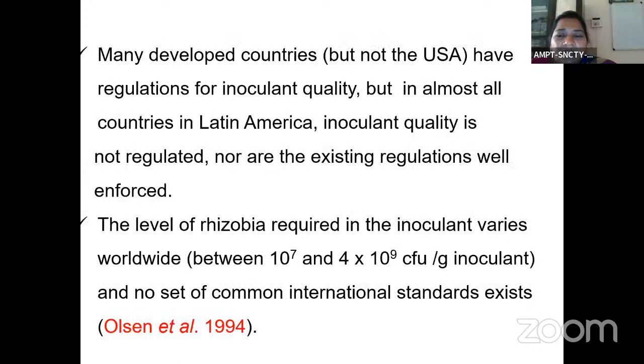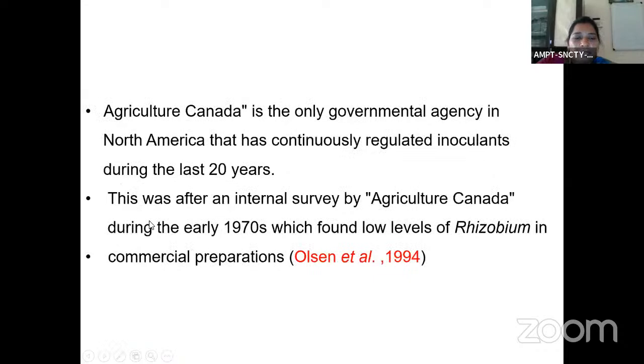Many developed countries have their own quality parameters. First of all, everyone started by preparing Rhizobium. The population size of Rhizobium should be 10 to the power of 7 colony forming units per 1 gram of inoculant. Then different countries have different standards.